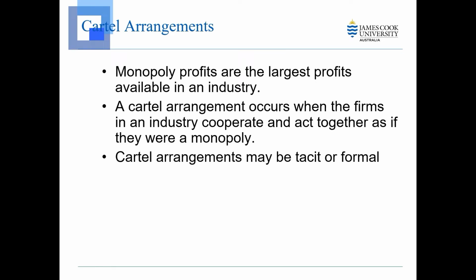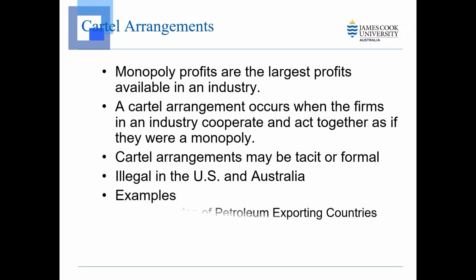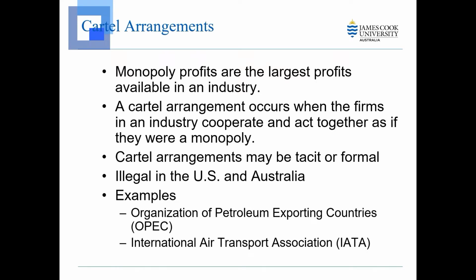Such cartel arrangements might be tacit or formal, and they are usually illegal in Australia or in the US. An example would be OPEC, the Organization of Petroleum Exporting Countries. By the way, it's not OECD. Another example would be the International Air Transport Association.